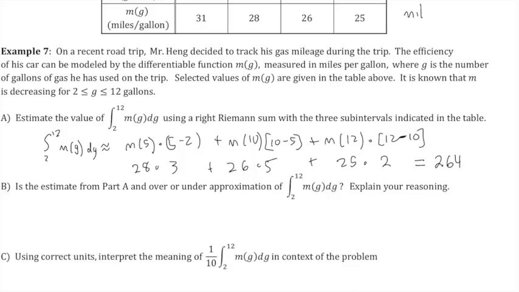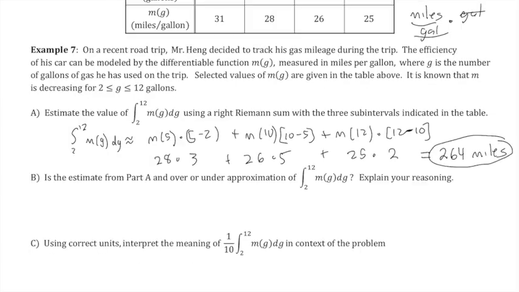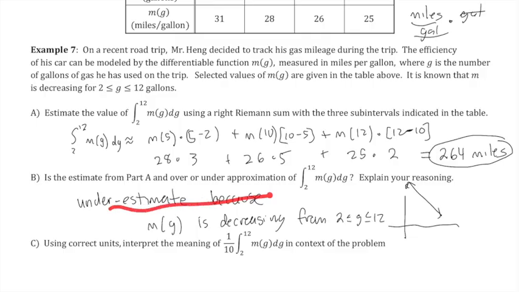And again, we need to figure out what units we're in. If we're in miles per gallon times gallons, it looks like my units are going to be in miles. Now, are we under or overestimating? Explain your reasoning. It does tell us that we are decreasing. So if we're using right Riemann sums, we're going to be underestimating the value, because this is used to determine the height. So we're going to be leaving a little bit above the rectangle as an error. So I put underestimate because m of g is decreasing from 2 to 12.